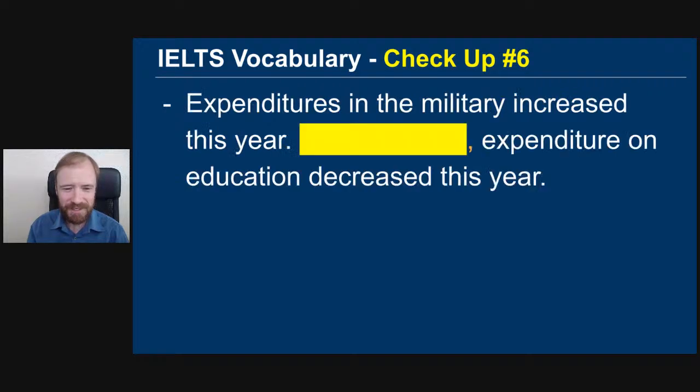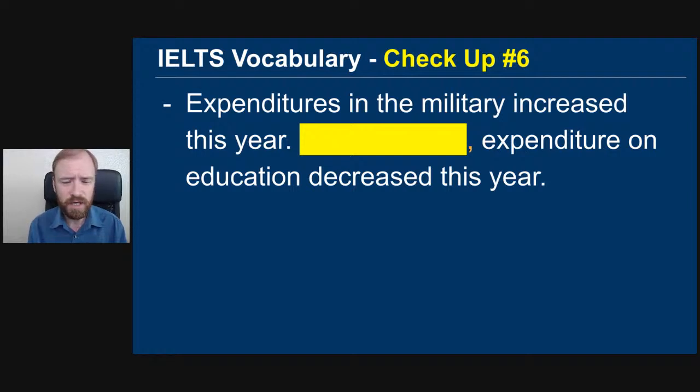Okay, let's go to number 6. Expenditures in the military increased this year. Now, keep in mind, in my examples, I don't use easy English, right? Usually in my examples, I'm using very formal writing. So keep that in mind. I'm not using easy sentences. I'm using difficult sentences in my examples to help you learn new vocabulary and get used to how to write these formal sentences. So expenditures, how much we're spending in the military, increased this year.